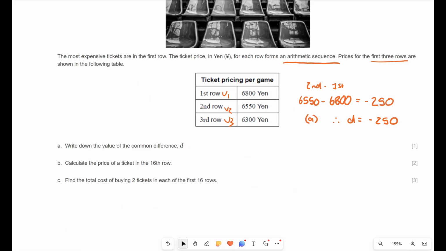Okay, I'm realizing this very coincidentally now that it wants us to find the price of a ticket in the 16th row. That is the exact same value for n as the example that I gave above.